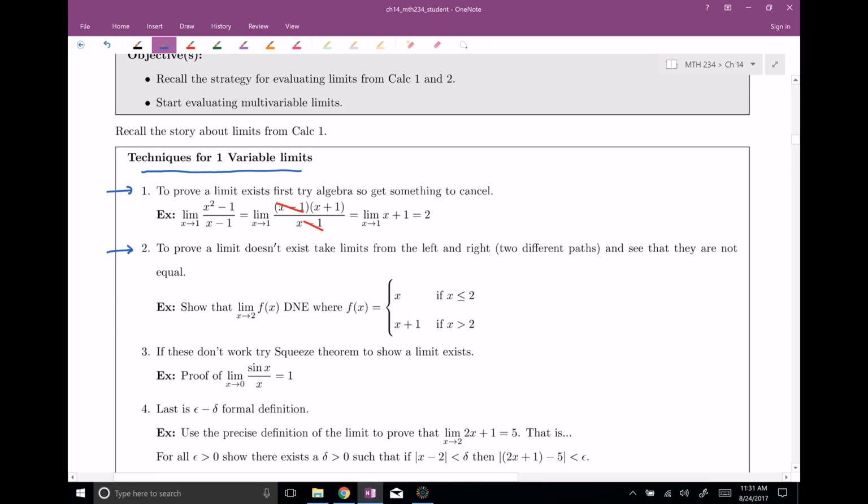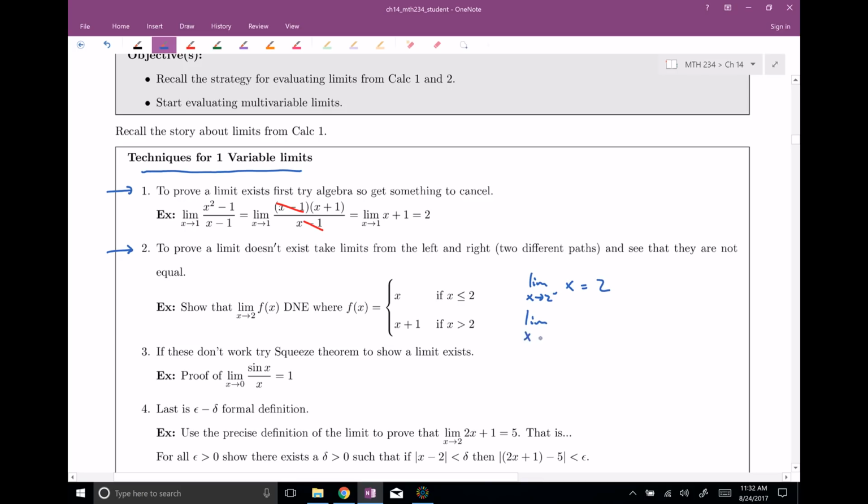Another thing that came up is that to prove a limit doesn't exist, you can show that the left-hand limit and the right-hand limit are not equal to each other. If you choose these two different paths and you see that they are not equal, then the limit does not exist. So for instance, in this case, if you take the limit as x goes to 2, you could break it up and ask, what about the limit as x goes to 2 from the left? In that case, you're less than or equal to 2, so this is just going to be x, and this goes to 2. You have no problem plugging in a 2 everywhere you see an x.